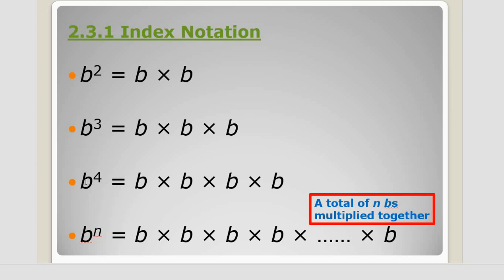Now this is b power 4, b into b into b into b, 4 times. Now b power n means b into b into b into b into b, how many times? N times. If the power is 4, you multiply 4 times. If the power is 3, you multiply 3 times. Here the power is n, you are multiplying n times.